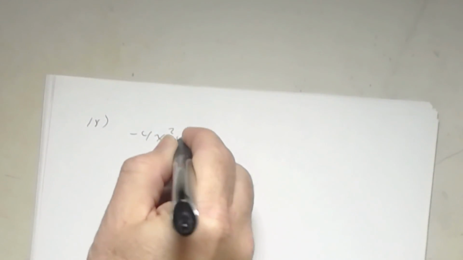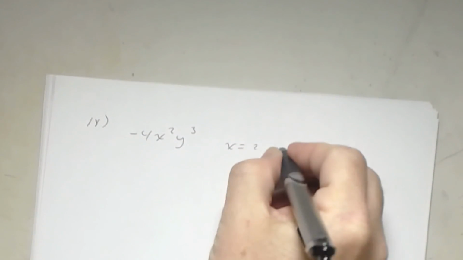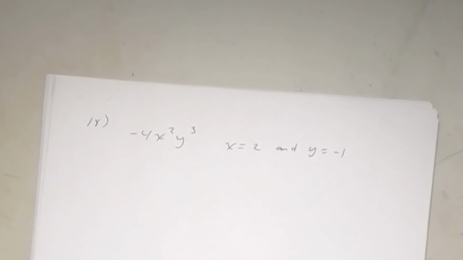Okay, then let's look at 18. So 18, you have this expression, -4x² y cubed. And you're told that x is 2 and y is -1. So you want to evaluate this expression. So where we see the variable x, what are you going to substitute? 2. Where we see the variable y, you're going to substitute -1.